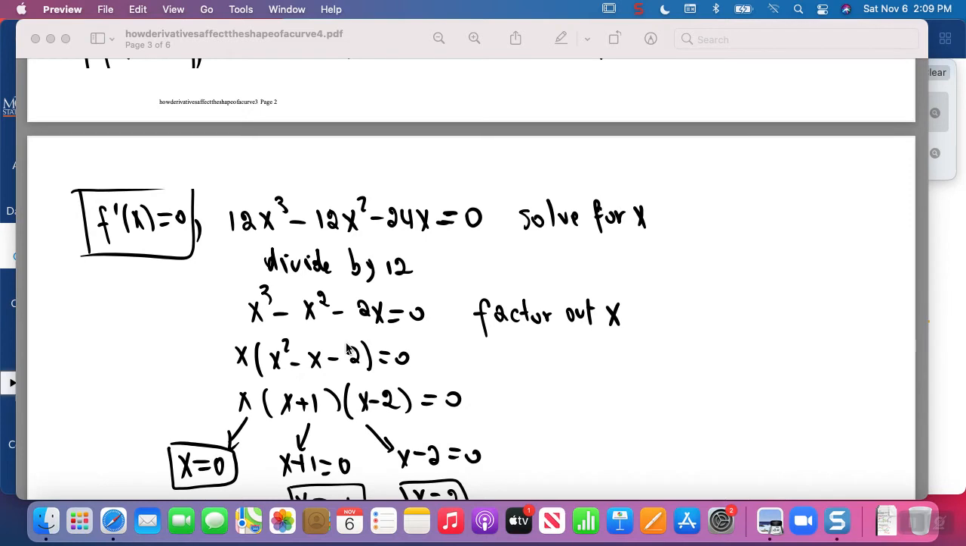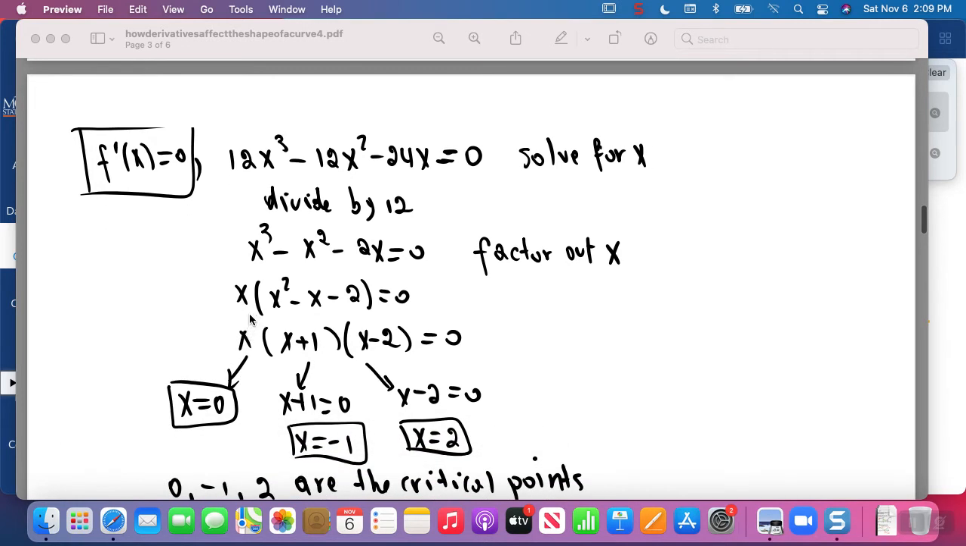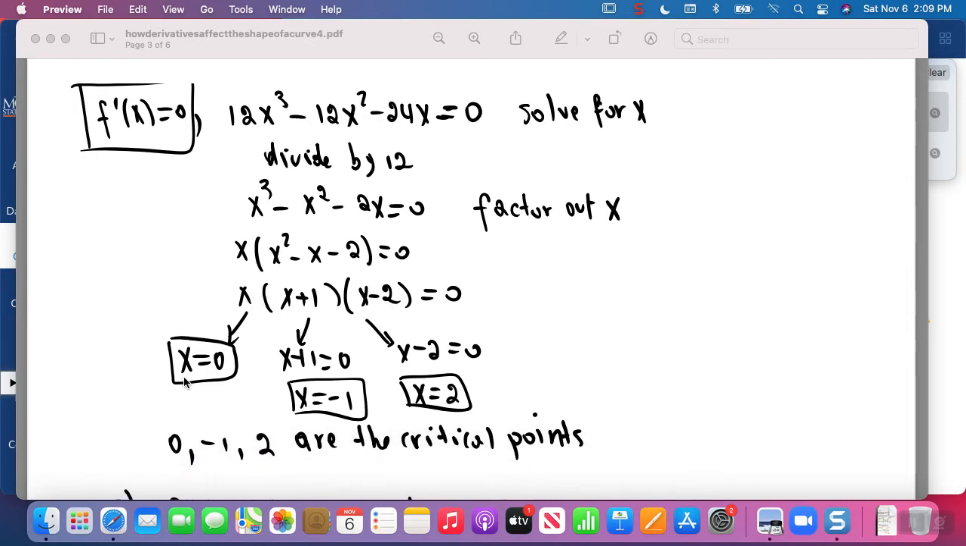And as you can see, we have x in every term. So we can factor out x to get x times quantity x squared minus x minus 2 equals 0. And then we set x equals 0 to get x equals 0. This is our first critical point.